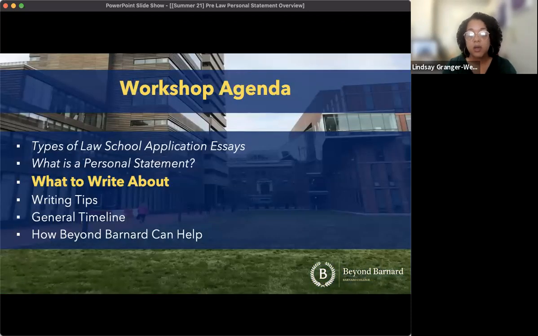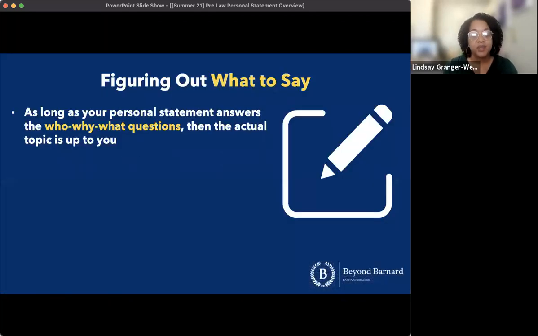So next, now that we're all on the same page about what this document is, we'll talk about what to write about, how to figure out what to write about. And there'll be a lot of brainstorming questions in this next section, but again, you will get the recording, so no need to feverishly write things down. As long as you answer who are you, why law school, and what do you plan to do with your legal education, the actual framing and the topic is up to you.